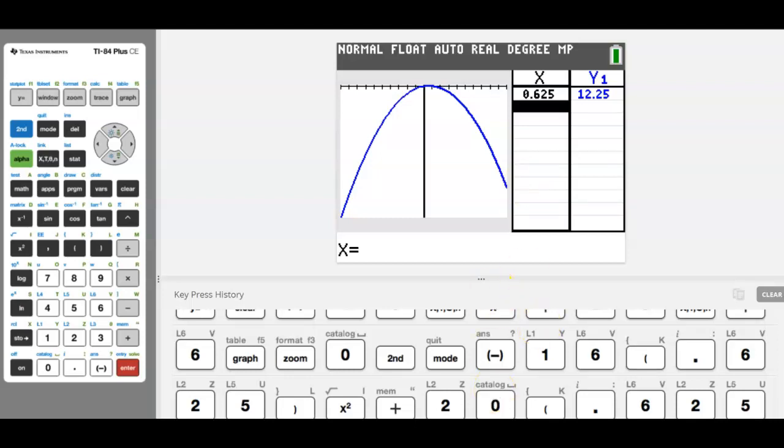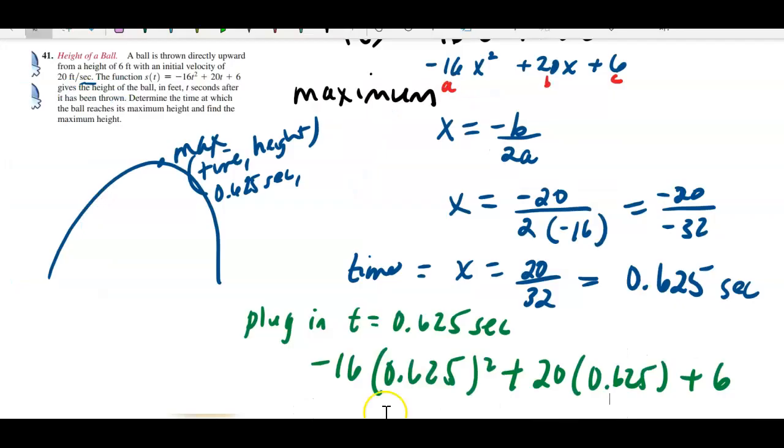Alrighty, so let's go back. Let's switch screens again. Go back to the screen where we just were looking. Let's write our answer. We got 12.25 feet. So we found our maximum. Okay, so we answered the question. We determined the time and we determined the maximum height. All right, let's look at another one.